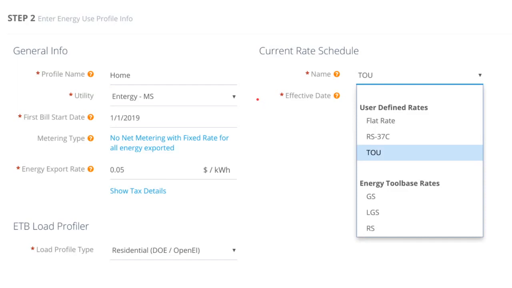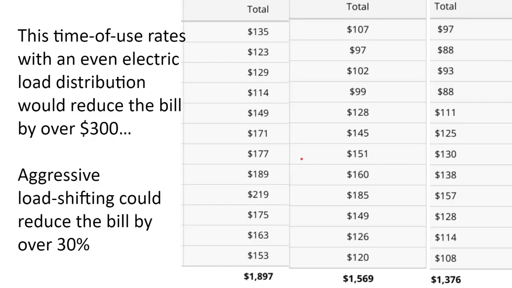Here we're able to select between the flat rate and the time of use rate. And so, I didn't actually get all the way through their reports. What's nice about Energy Toolbase is some of the numbers it puts in the corner and it calculates as you're changing things around, so you don't have to get all the way to the report to see how you did.